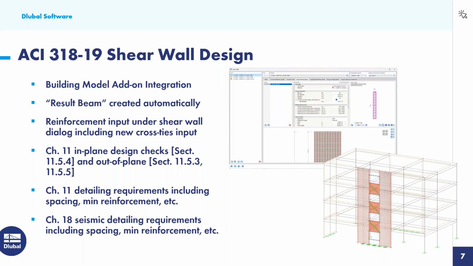We also can input the reinforcement under the shear wall dialog box. We have added this new cross ties input. Again, we'll see that in our example today. As far as the design checks, we will refer to chapter 11 for the in-plane design checks, as well as out of plane, in particular section 11.5. We'll carry out additional chapter 11 detailing requirements such as spacing and minimum reinforcement. And as mentioned, we also have these chapter 18 seismic detailing requirements, where we'll check the spacing and minimum reinforcement requirements here as well.